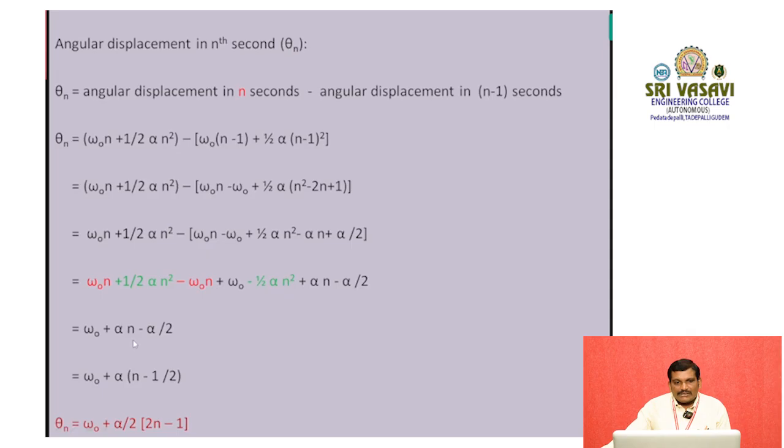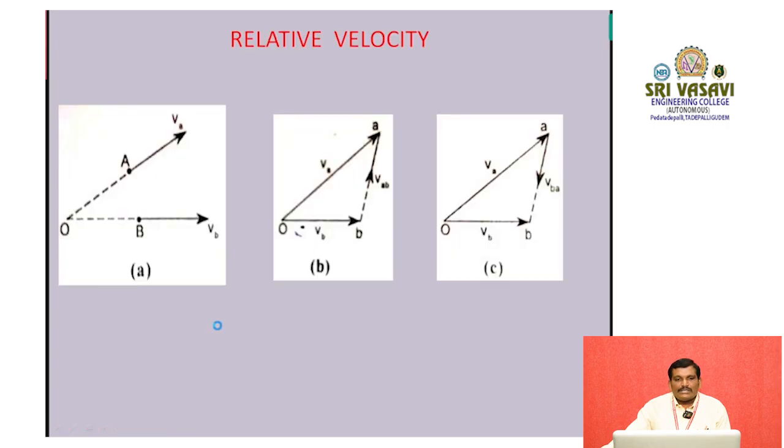Then omega naught plus alpha n minus alpha by 2. Here the plus 1 by 2 alpha n square and minus 1 by 2 alpha n square are cancelled. Okay, omega naught plus alpha into n minus 1 by 2. Then theta n is equal to omega naught plus alpha by 2 into 2n minus 1.